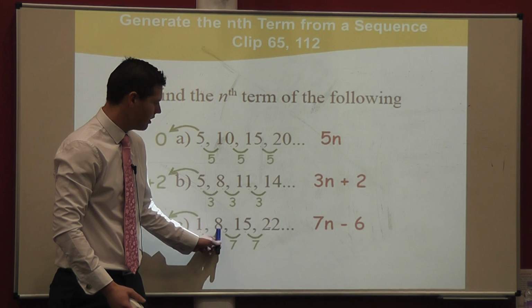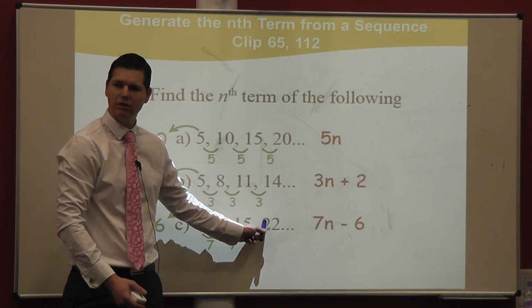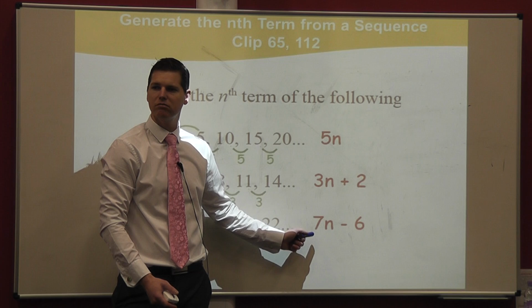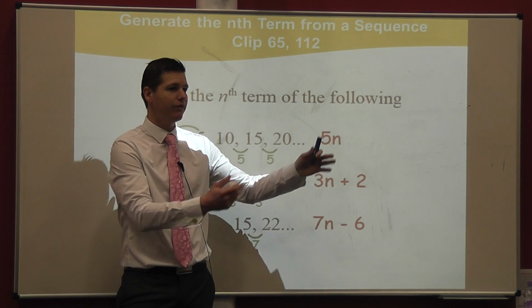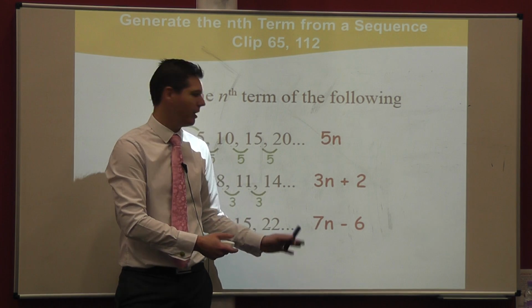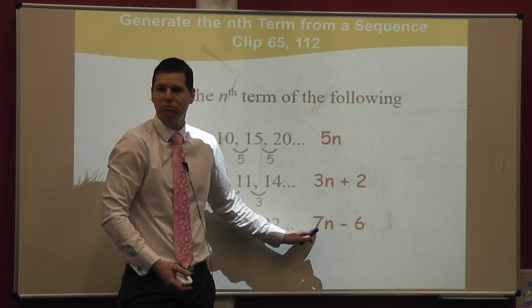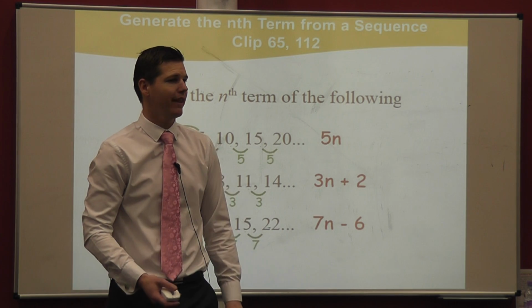If this was going down by 7, what would I have written there instead? So instead of going up by 7s, it was going down by 7s. Instead of being a positive 7n, it would be a minus 7n. It's that simple. And that's patterns.